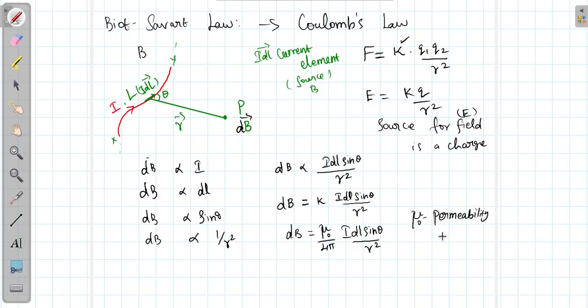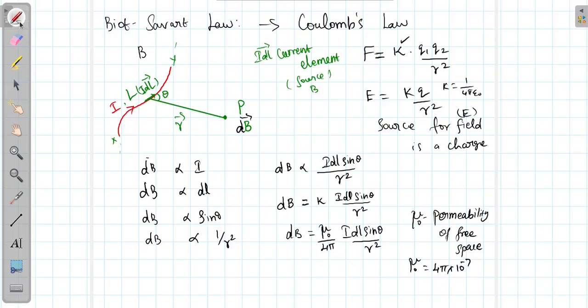Sorry, permeability of free space. We studied permittivity, where K is equal to 1 by 4 pi epsilon naught. In case of magnetism, it is permeability. So both represent the same nature of the medium. The value of mu naught is 4 pi times 10 power minus 7. We will discuss the unit of mu naught a little bit later. You just know the value is 4 pi 10 power minus 7.